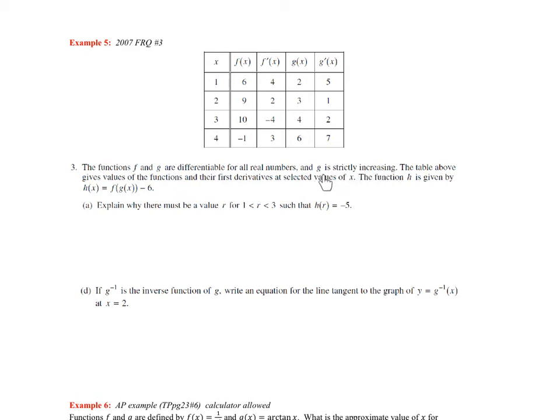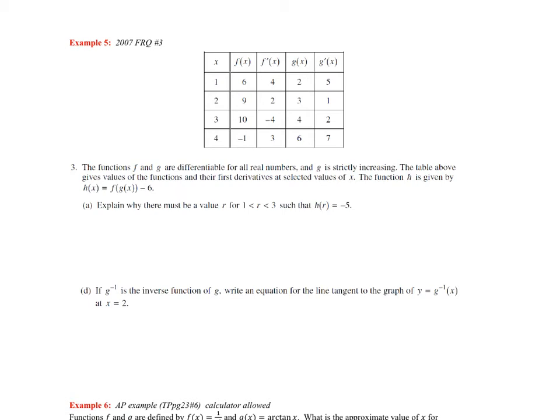Now this piece likely is for a part of the question we're not going to be doing, but you'll start to catch on to the important information as you read these problems based on what we already know. The table above gives values of the functions and their first derivatives. The function h is defined as h of x equals f of g of x minus 6. Explain why there must be a value r between 1 and 3 such that h of r equals negative 5.